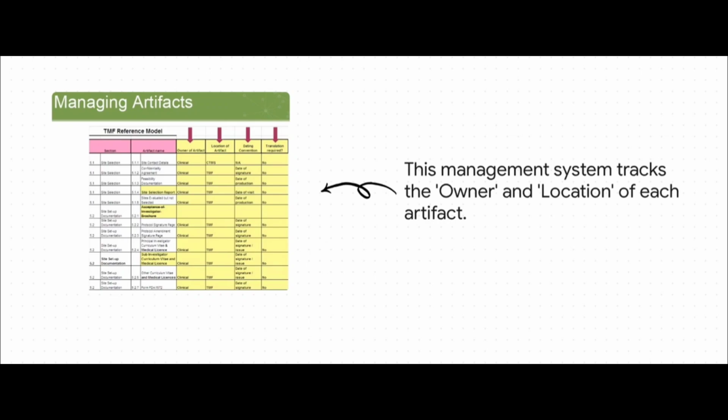And once you've figured out what artifacts you need, you gotta track them. This table here is the management system for that. It answers those critical questions. Who is the owner of this artifact, and where is its location? Is it in the electronic TMF system, or is it filed somewhere else? This makes sure everyone's accountable and nothing ever gets lost.